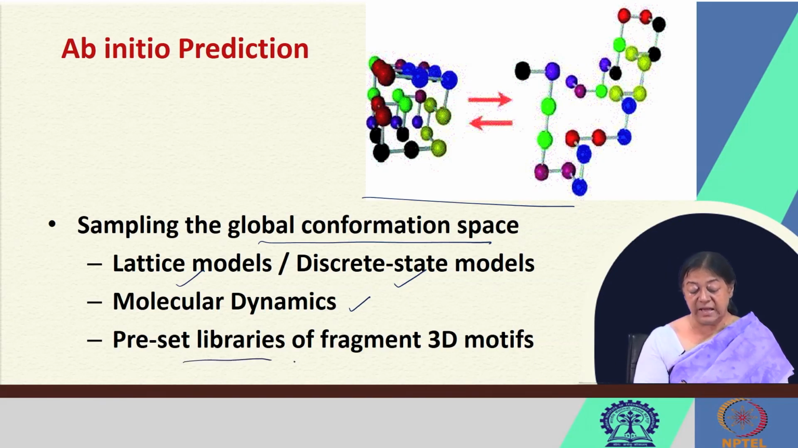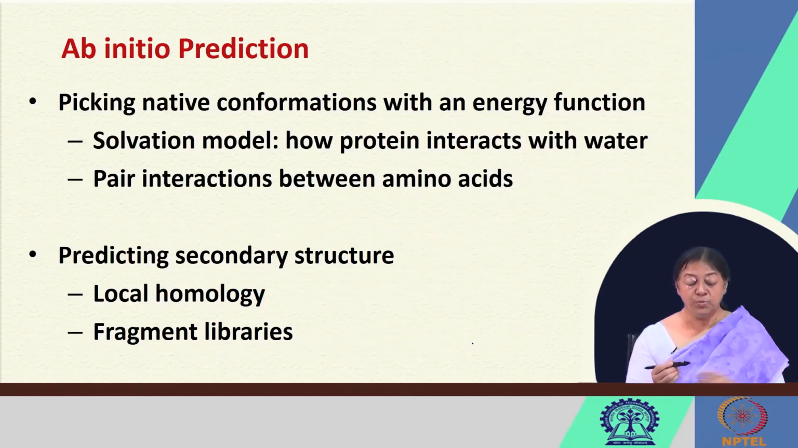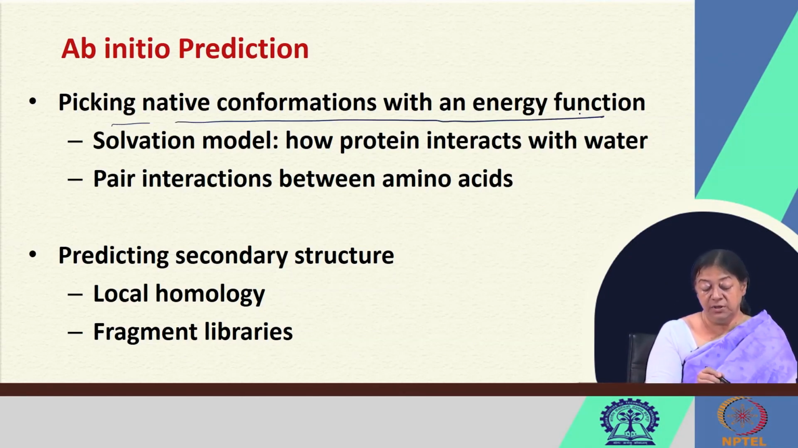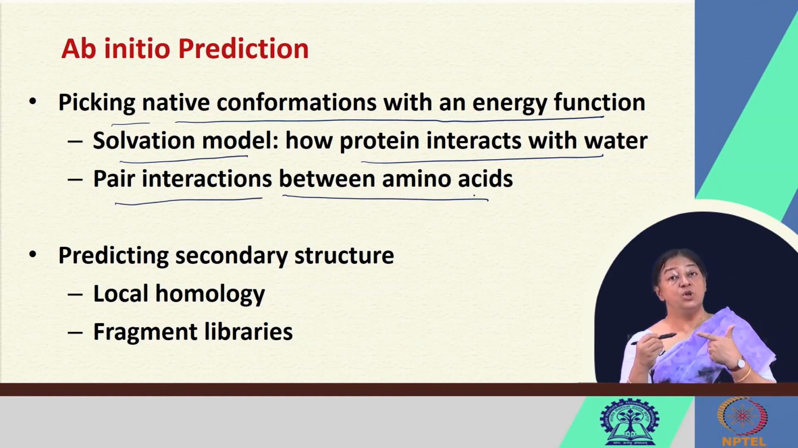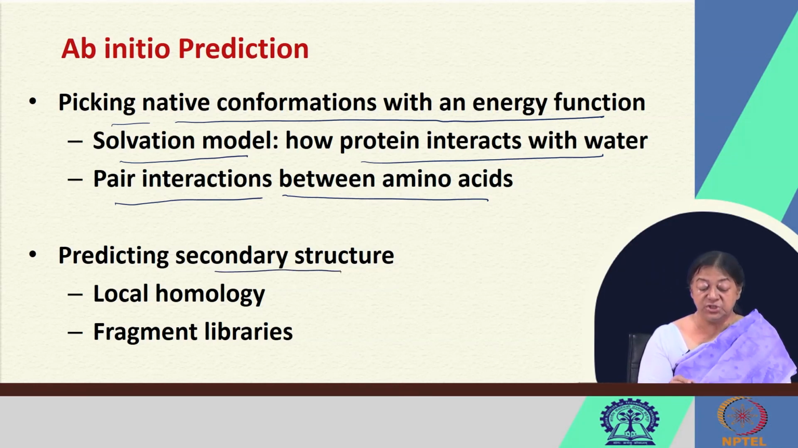We have a preset library of fragments of three-dimensional motifs giving us specific structural aspects. But what we want to do is that we can also pick native conformations with an energy function. We can look at solvation models, that is how the protein interacts with water, because that is an important aspect of protein folding. We can look at the pair interactions between the amino acids, the knowledge-based information that we have. Then we can look for predictions of secondary structure from local homology and from fragment libraries.